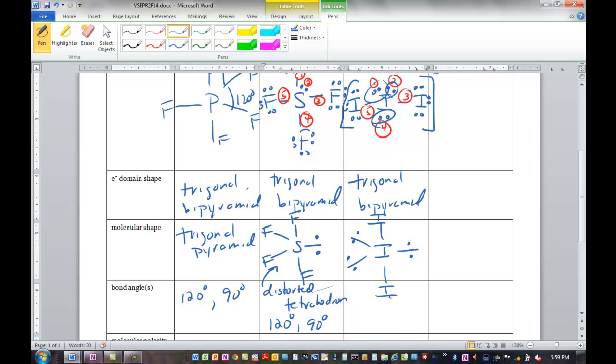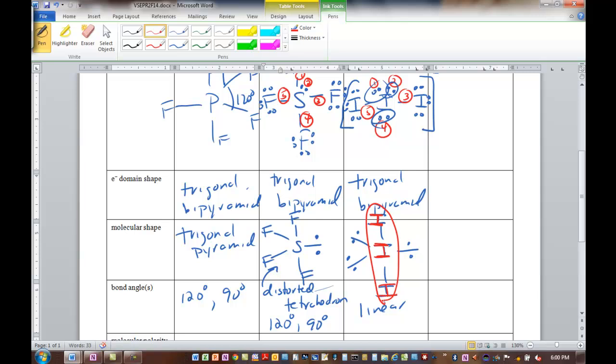Down the middle, we end up with a linear molecular geometry. It's kind of hard to see. My bonds and my iodines kind of blended together, so let me highlight. That's kind of funny, isn't it? Okay, there's my 3 iodines in a straight line.